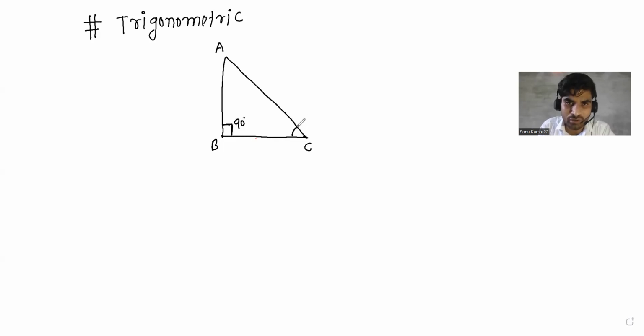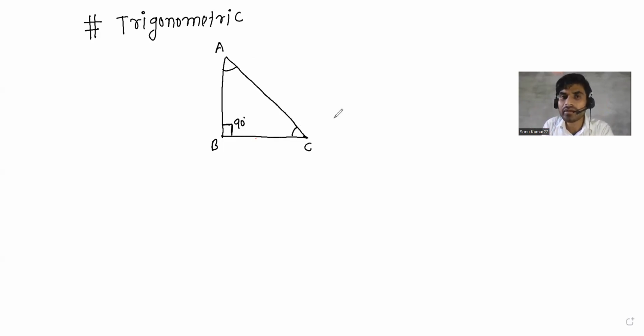Angle C we don't know, and angle A we don't know. But we know one thing about angles A and C: since one angle is 90 degrees, these two angles are less than 90 degrees. It means angle A and angle C are acute angles.